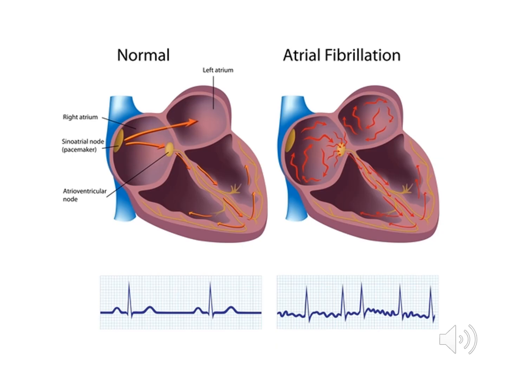Okay, so you see that the impulse is being conducted through the atria in a very random manner. It's kind of bouncing all over the place, and so those impulses, since they're not following the normal conduction pathway, they're only really randomly getting conducted through the AV node into the ventricles. And because of that randomness, it's generating a very irregular rate and rhythm.